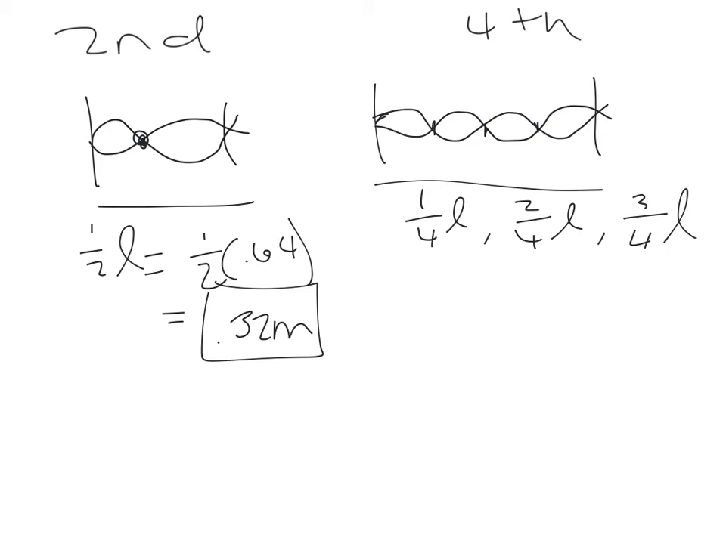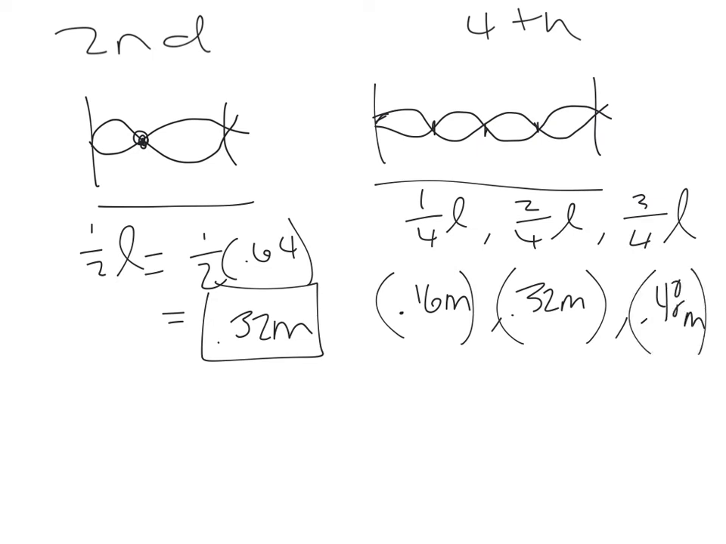So then I just need to figure out 1/4 of 0.64, which would be 0.16 meters. Then 1/2 of 0.64 would be 0.32 meters. And 3/4 would be 0.48 meters. So that's where I would need to press down for the 4th harmonic if I wanted to find the nodes at those spots. And that's it. That's all they wanted you to find, where the nodes are. So that's 1, 2, and 3. And we'll talk a little bit more about this in class so you guys can see it.